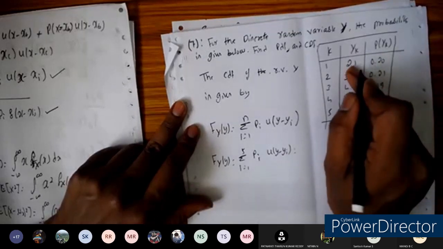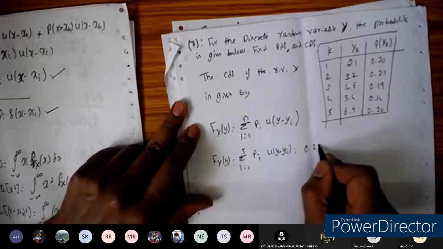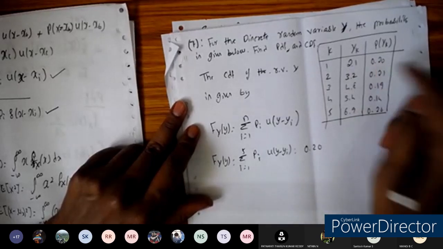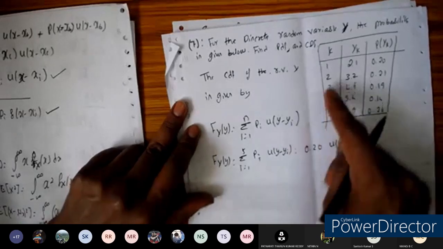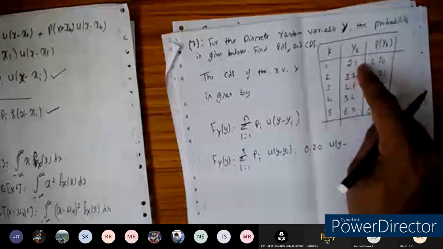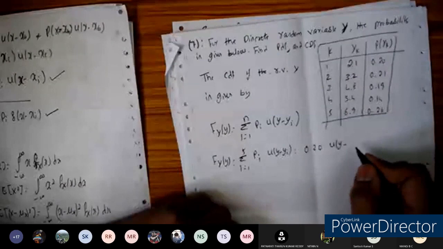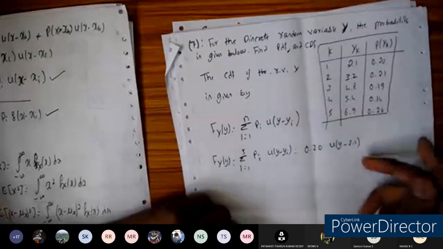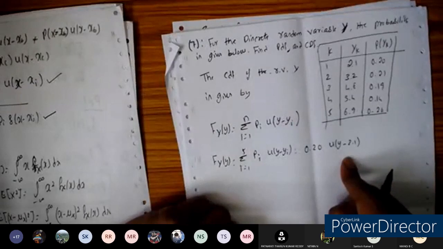So you can substitute the values. The first is p_1, which is 0.20, times u of (y minus y_1), where y_1 is 2.1. So it is u of (y minus 2.1).